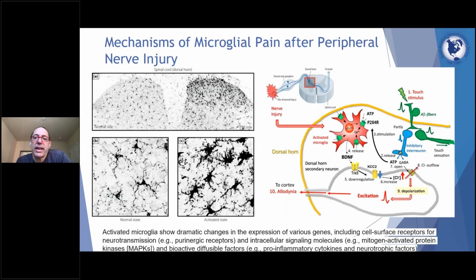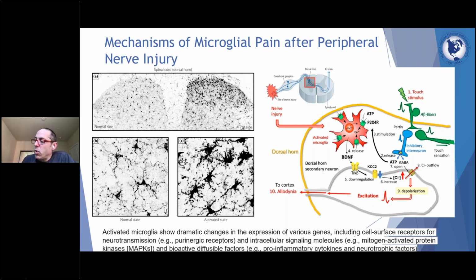Another mechanism of neuropathic pain with nerve injury is activation of microglia. So microglia, well, first of all, glial cells make up over 70% of the total cells in the central nervous system, and they are classified as astrocytes, oligodendrocytes, and microglia. Microglia are the resident macrophages of the CNS. They come from the primitive yolk sac.